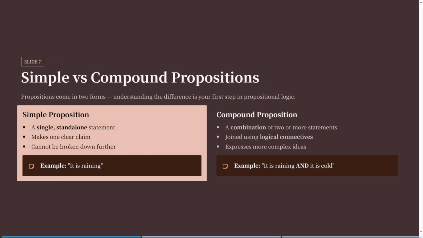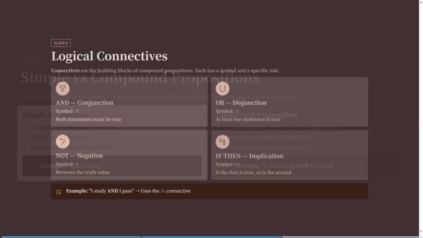Simple versus compound propositions. Propositions come in two forms, and understanding this difference is your first step in propositional logic. A simple proposition is a single standalone statement. For example, it is raining. A compound proposition combines two or more statements using logical connectives. Example, it is raining and it is cold.